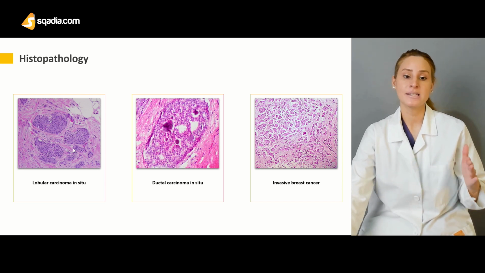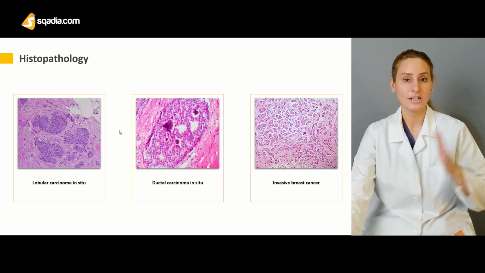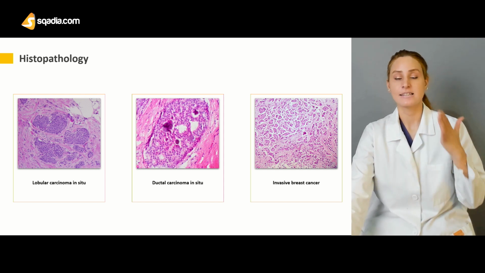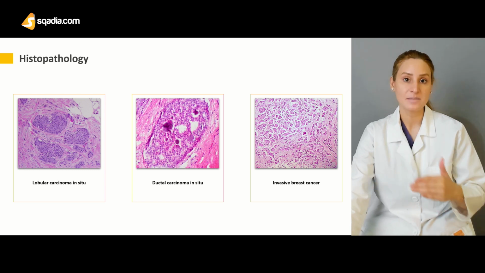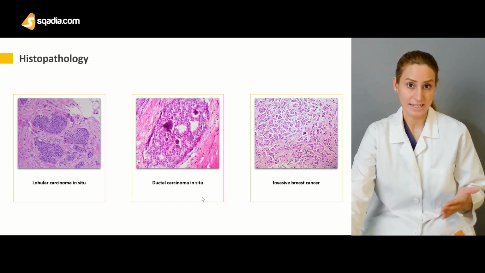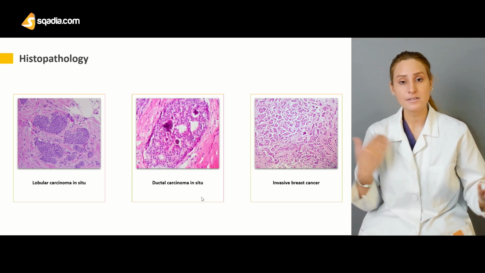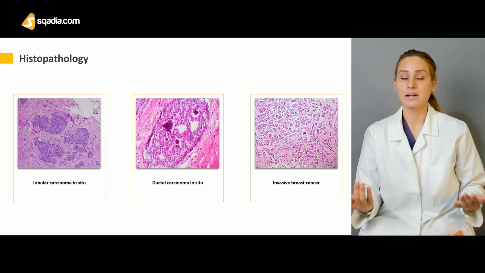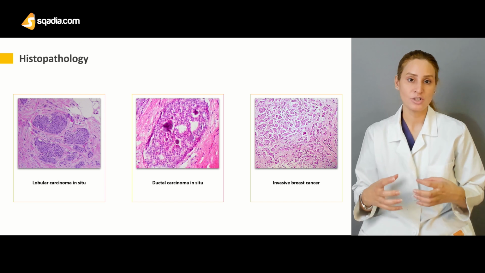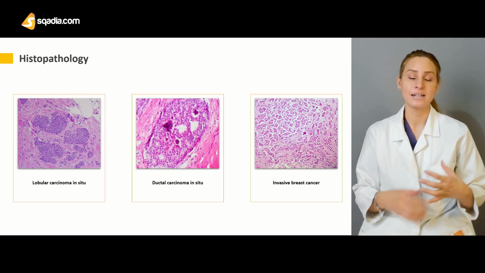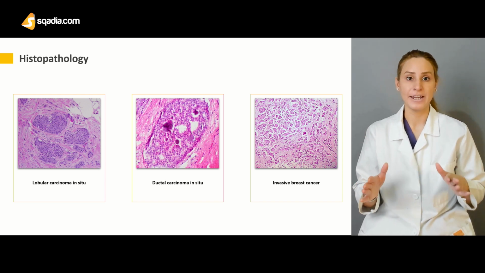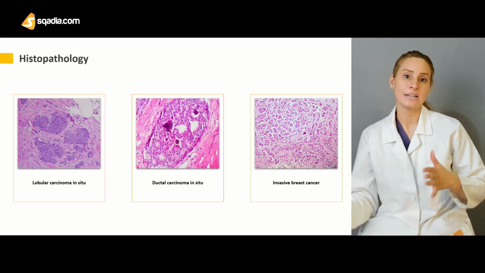So lobular carcinoma in situ and ductal carcinoma in situ. The ductal carcinoma is actually involving the ductal system, but it is still confined to the basement membrane. And there is another entity which is called invasive breast cancer. That means that it has gone far beyond the basement membrane and extended locally, more penetrating lesion. That would be invasive breast cancer. So these are the histopathological gradings: carcinoma in situ and invasive breast cancer.